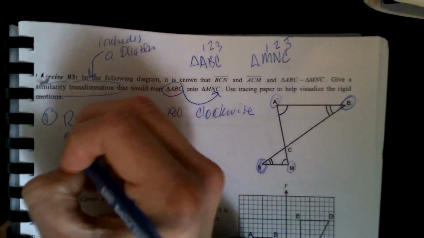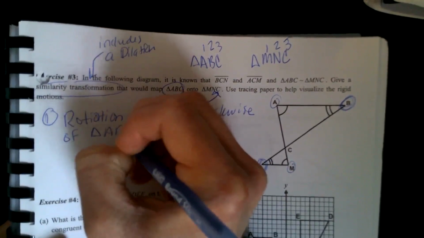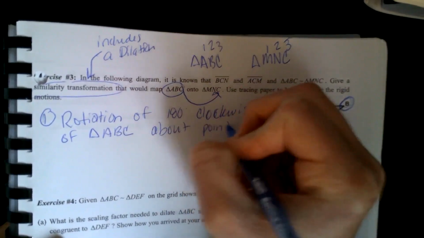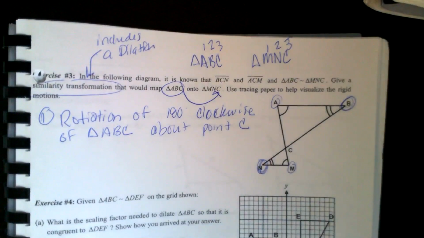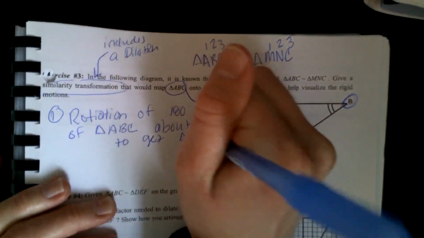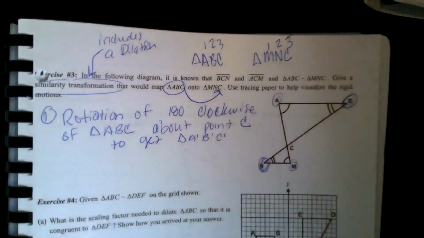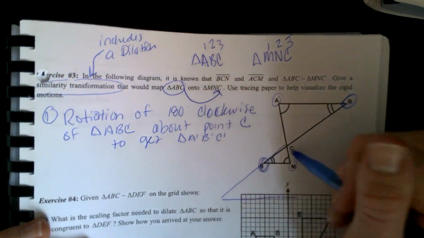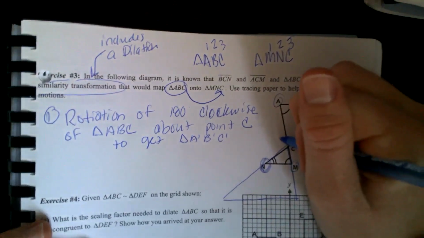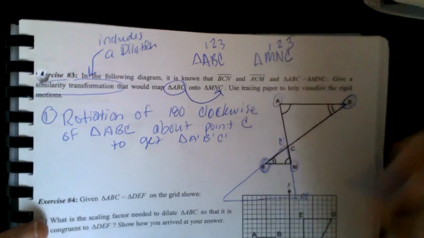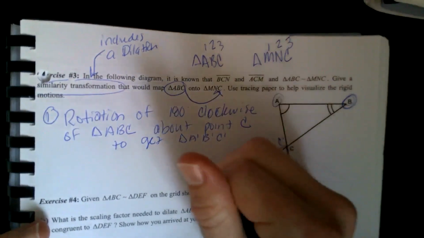180 degrees of triangle ABC about point C. Okay. To get triangle A prime, B prime, C prime. Okay. So when we rotate it 180 degrees, we end up here. So this is C prime. C doesn't really move a whole lot, obviously, because it's the center. B prime.